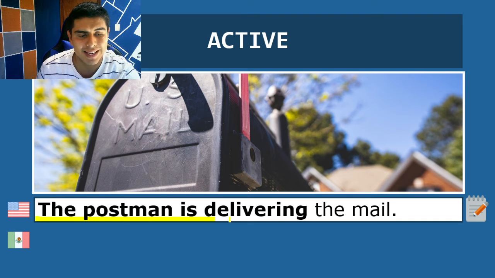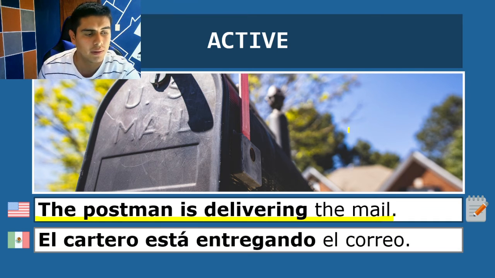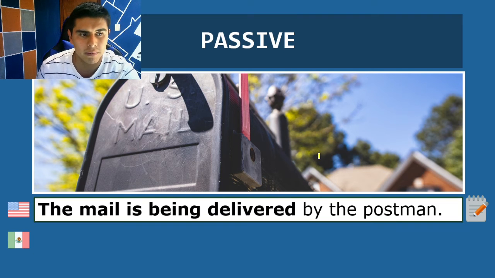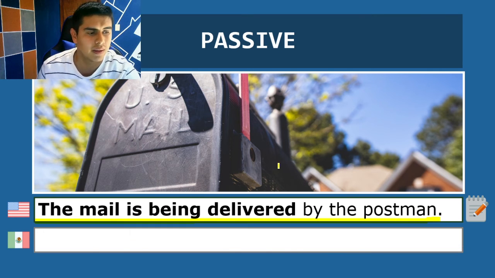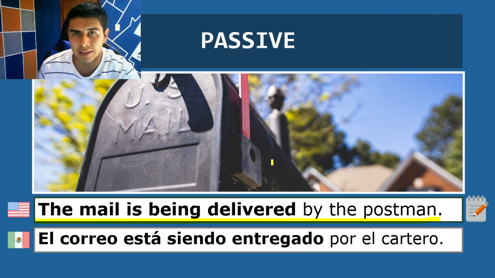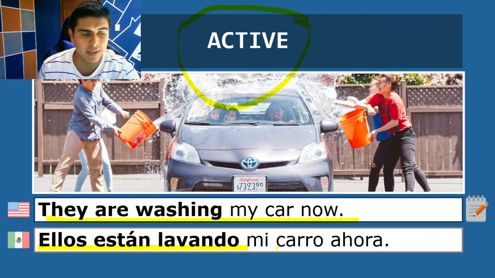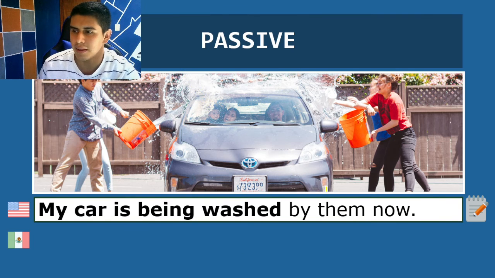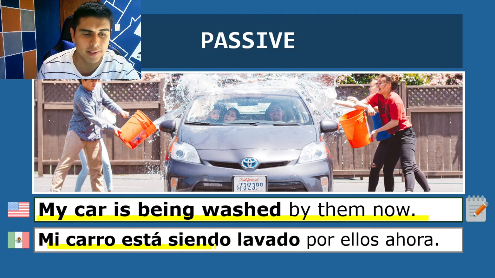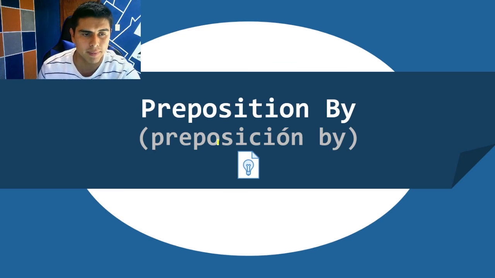The postman is delivering the mail. El cartero está entregando el correo. Then the passive says the mail is being delivered by the postman. El correo está siendo entregado por el cartero. Then we have active again. They are washing my car now. Ellos están lavando mi carro ahora. Passive voice will be my car is being washed by them now. Mi carro está siendo lavado por ellos ahora mismo.